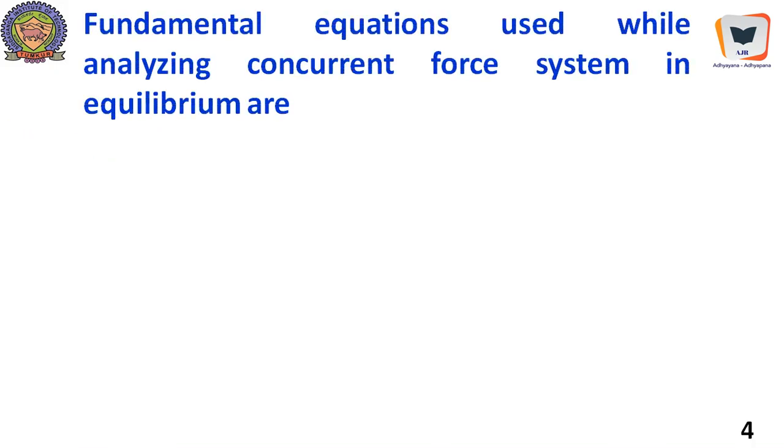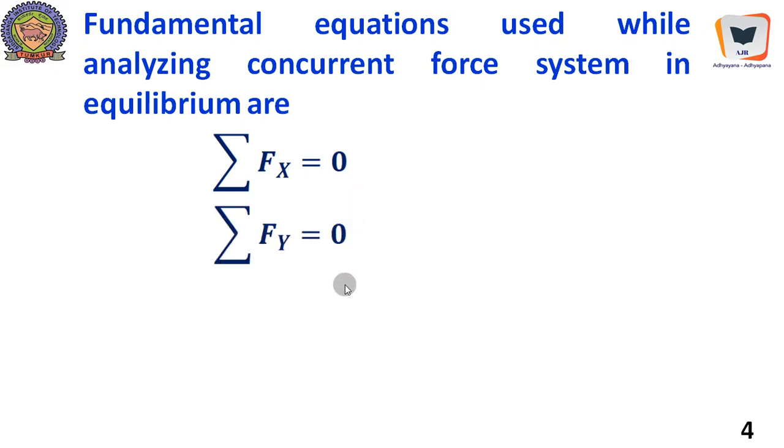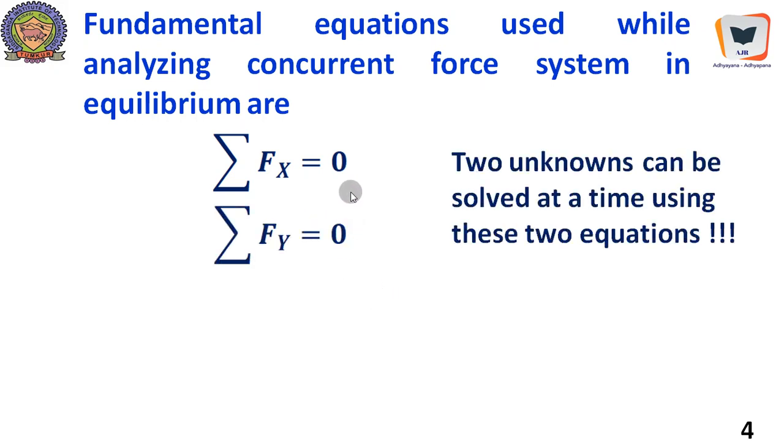Fundamental equations used while analyzing concurrent force systems that are in equilibrium are sigma Fx equal to 0, that is, there is no jerk or disturbance in the horizontal direction, and sigma Fy equal to 0, no disturbance in the vertical direction. These two equations are also called the fundamental equations of statics as far as the concurrent force system is concerned. Using these two equations, we can find two unknowns at a time.